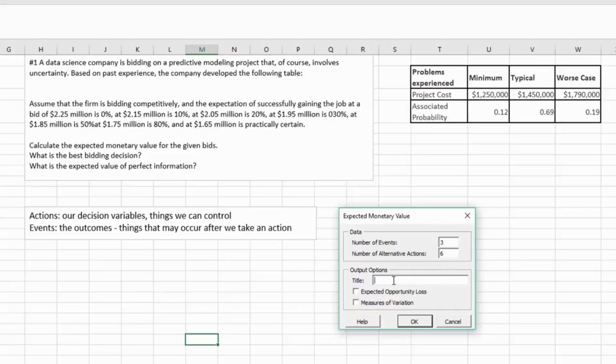So I would put 6 in the dialog box. And you can name this anything: project cost and profit. For our problems, check the expected opportunity loss. That'll give us more information that we need in order to get that expected value of perfect information. We don't need the measures of variation for this problem. So we click on OK.